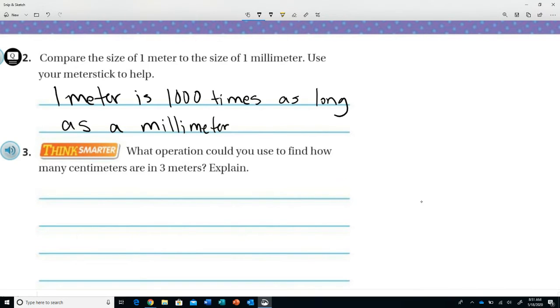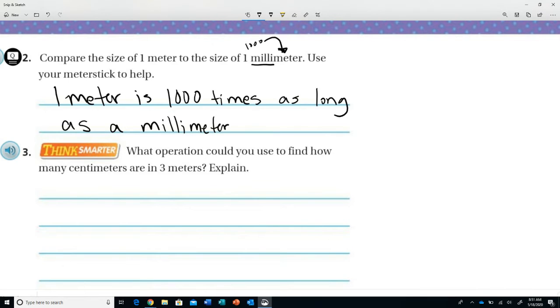And again, learning your prefixes in here, where milli is 1,000, you would need 1,000 millimeters to make the entire meter. It's giving you kind of the clue within the word. All right, think smarter. What operation could you use to find how many centimeters are in 3 meters? So let's talk a little bit about that.